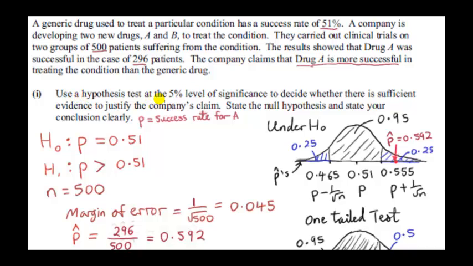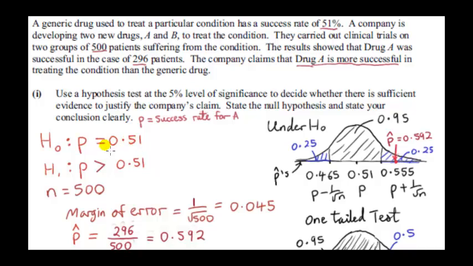So we will use a hypothesis test at the 5% level of significance to decide whether there is sufficient evidence to justify the company's claim. So I'm going to let P stand for the success rate for drug A. Now P is the population proportion of those who were successfully treated by drug A.